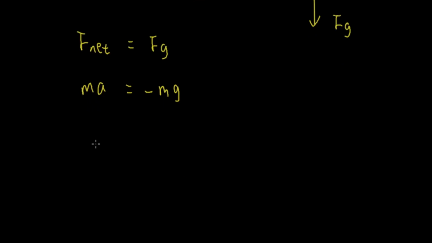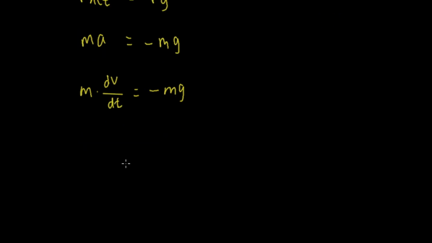Okay, we can also rewrite acceleration as change in velocity over change in time. So we can write this as m times dv over dt, that's equal to negative mg. We can further break this down into mass times dv over dy, times dy over dt according to the chain rule. And we know that dy cancels out, we have dv over dt left, and that's equal to this side, negative mg.